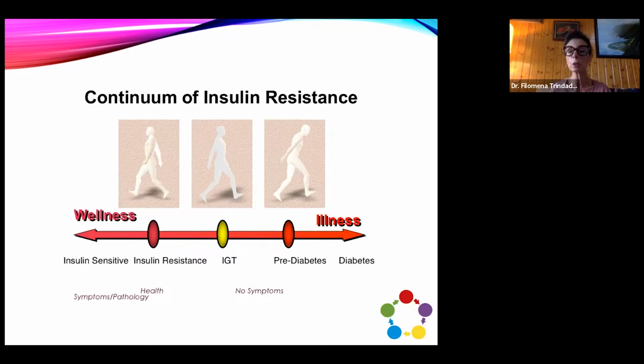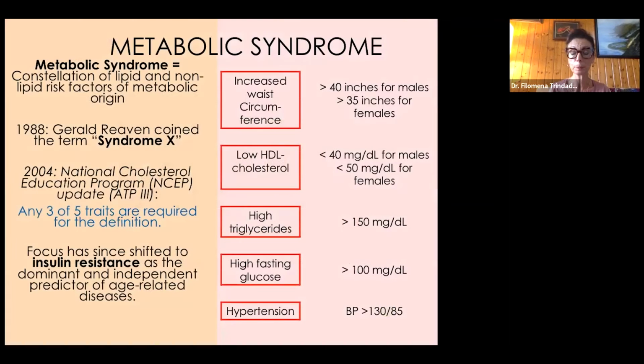So we need to start looking at other markers to try and identify patients earlier and earlier along this process, because then it's much easier to reverse. And as I always say, there is a cure for type 2 diabetes, but it is early diagnosis and aggressive intervention. And the earlier on that continuum that we identify patients, the easier it is to bring them back to normalcy.